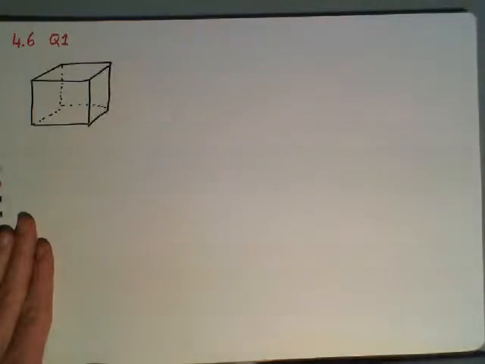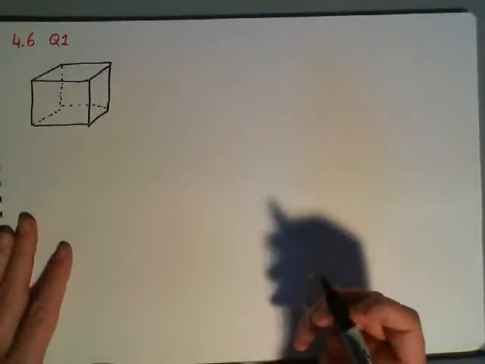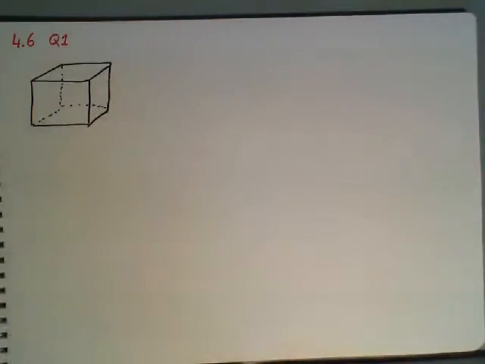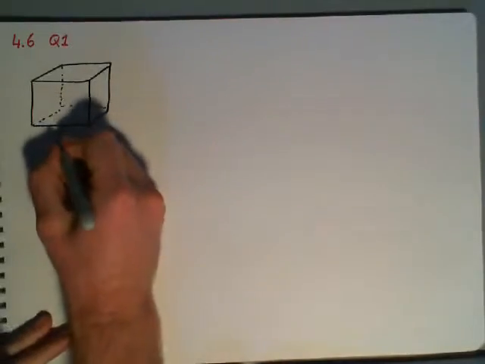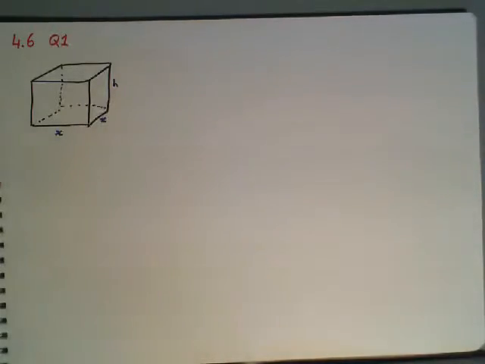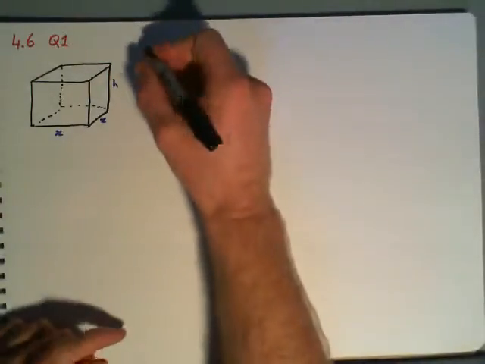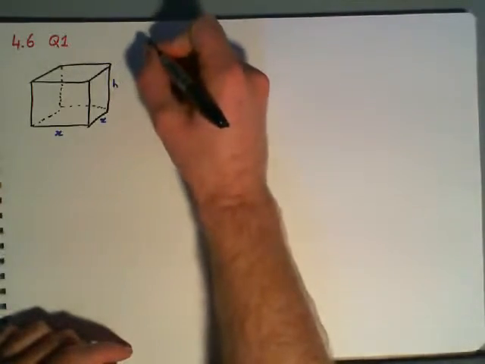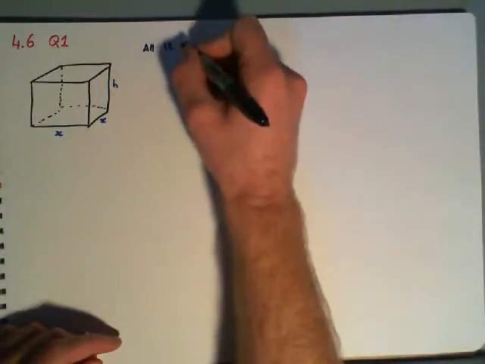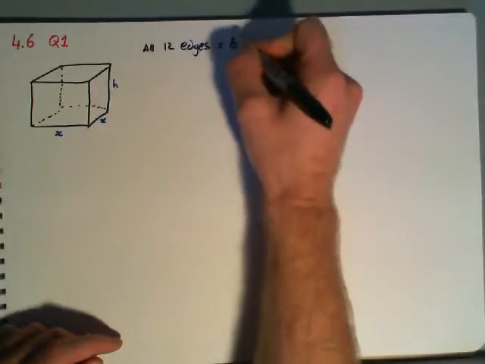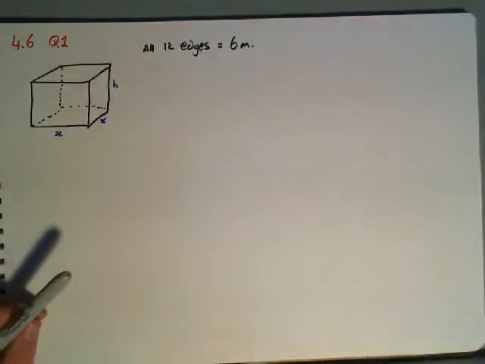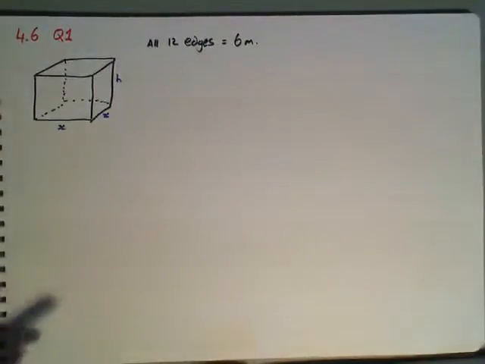So it says the base has side length x meters and the height of the container is h meters. So we'll label those as x on the bottom and h on the height. And we're told the total length of all 12 edges is 6 meters. We'll use that information later.